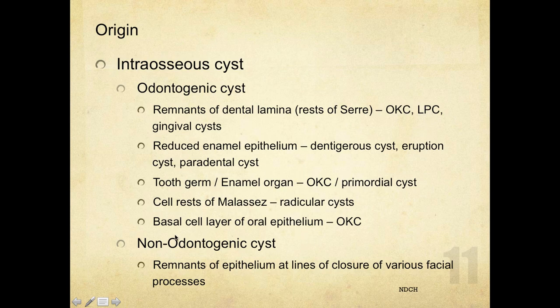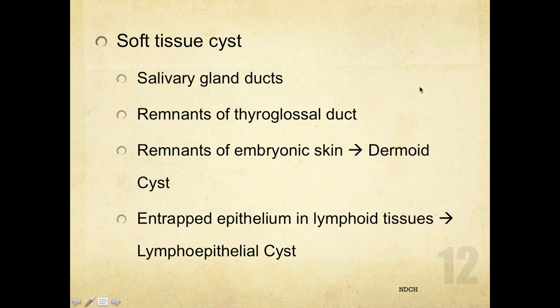The non-odontogenic cysts usually arise from the remnants of the epithelium at the lines of closure of various facial processes. The soft tissue cysts arise either from the ducts of the salivary gland or the thyroglossal duct, or sometimes they can be remnants of the embryonic skin or the entrapped epithelium from the lymphoid tissues. Accordingly, the names of the cysts are derived from the origin.